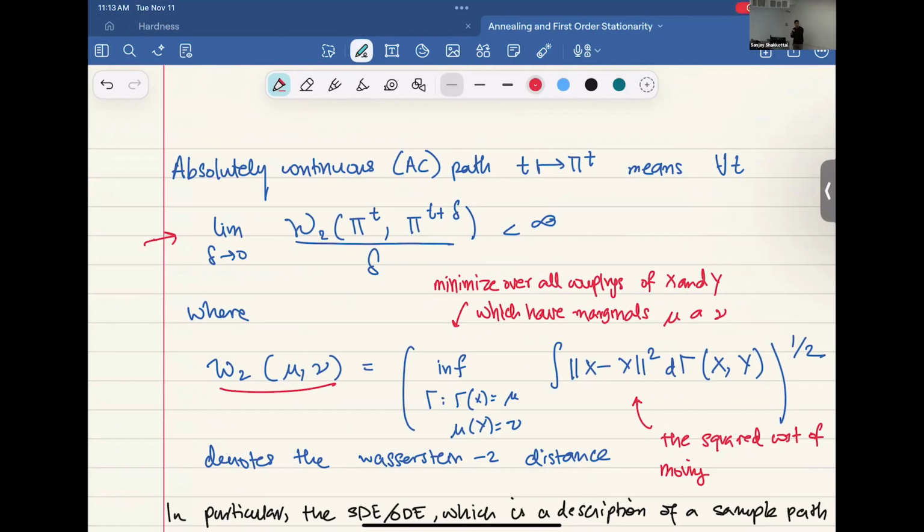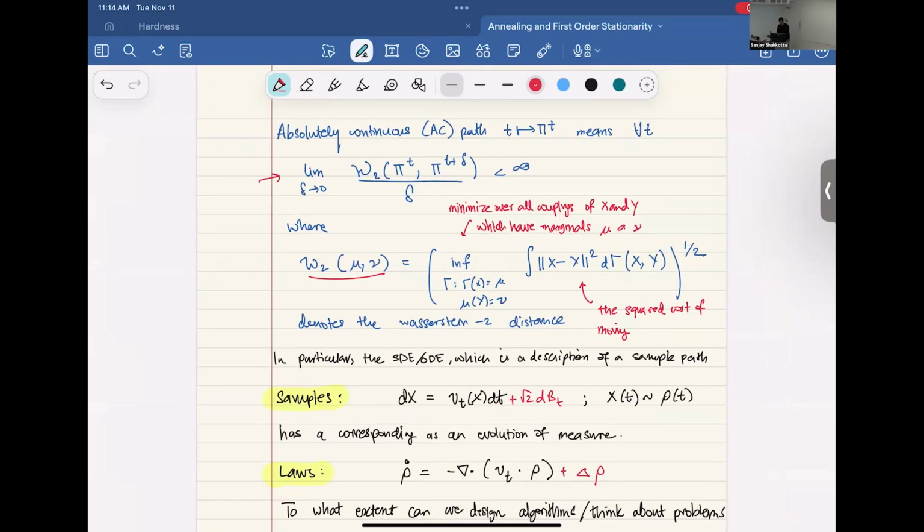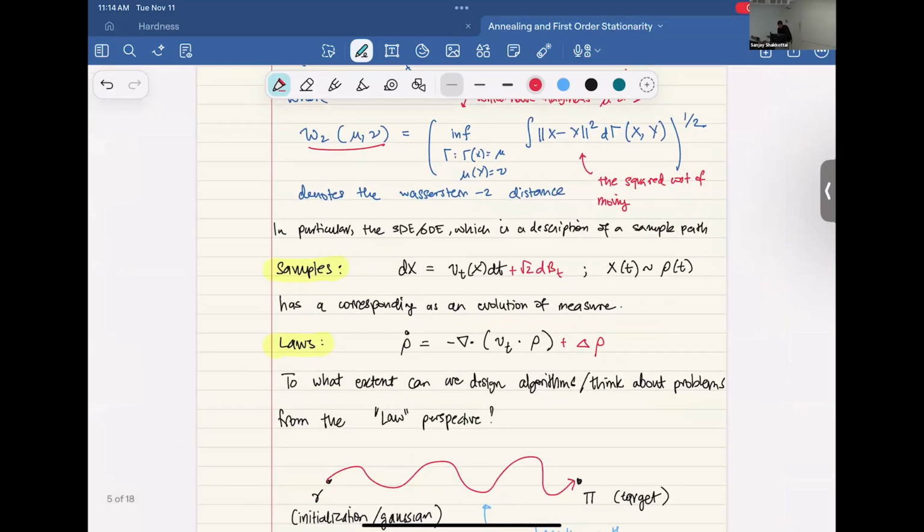And what this is saying is pi superscript t characterizes the path, right? T to pi superscript t is the path. You look at infinitesimally different distributions, so pi t and pi t plus delta. And if these are close in Wasserstein, if the Wasserstein distance scales in delta, then this path is called absolutely continuous. And basically what that's saying is if these two distributions are close, then you can implement them with this SDE/ODE. Those are the absolutely continuous paths. And then you have this exact correspondence between the description of sample paths, which is with this drift term, and the description of their laws with the Fokker-Planck equation, right?